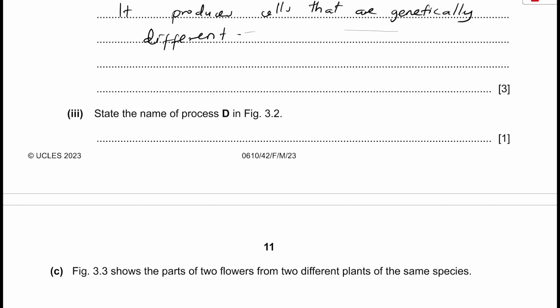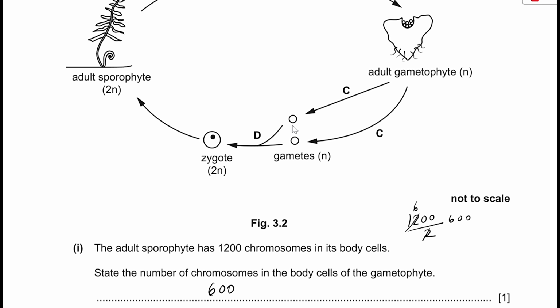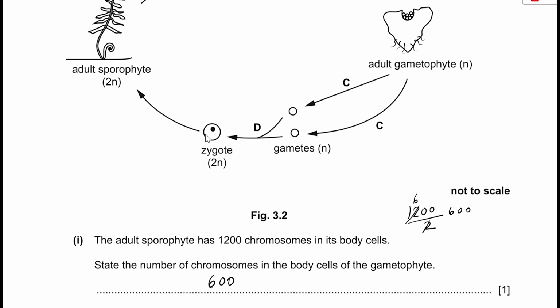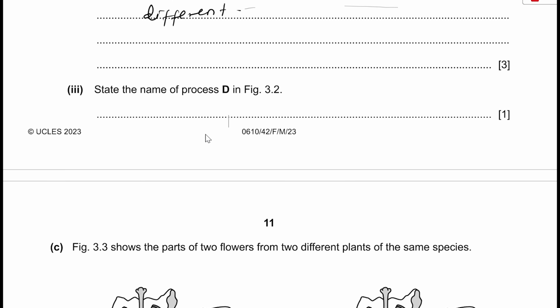Alright, so Roman 3 says state the name of the process D. Okay, so we come back and look at process D over here. When we look at it, we'll see that we had two gametes which existed as haploids, and then after process D occurred, we had a zygote which existed as a 2N. So this means that the two gametes fused together, and the name of this process will be fertilization. Alright, yeah, so that is the name of the process.